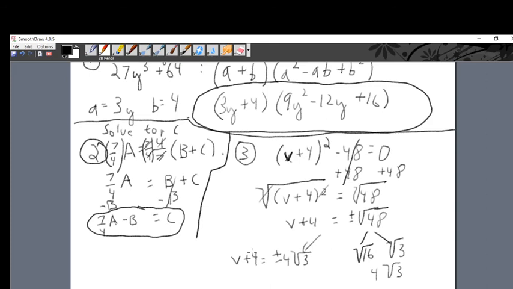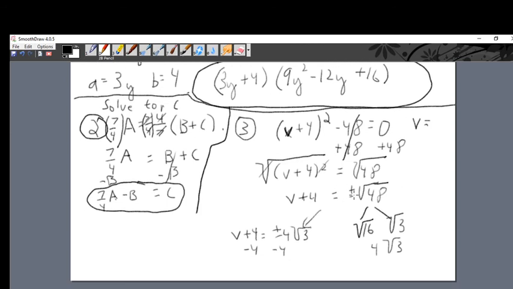I got one more move and I found v. What do they want from us? They want v. V equals, that's what they want. Solve for v. So minus 4 on left, minus 4 on right. Let me get this up there so it can be seen. Minus 4 on both sides, and v is equal to negative 4 plus or minus 4 square root of 3. So there's two answers. Negative 4 plus 4 square root of 3, and negative 4 minus 4 square root of 3. The two answers in one. We've seen this many times.